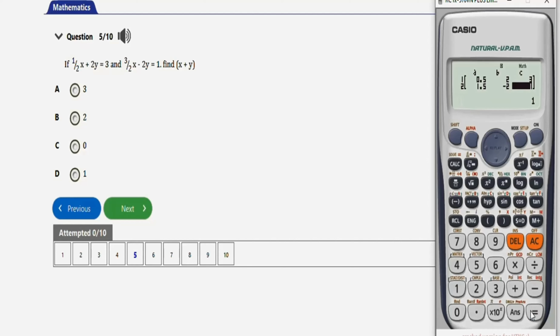and we have 1 as a constant. So that's it. Just press equal to. When x is 2, y is 1. So the answer will be 3 because 2 plus 1 gives 3. That is for this question, guys. Option A. The next question will be this one.